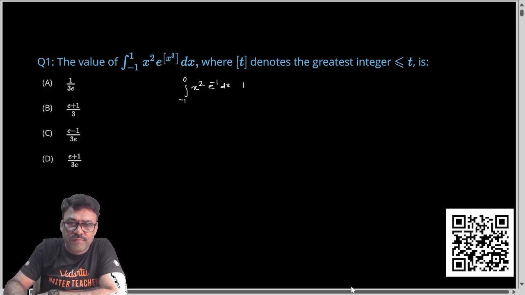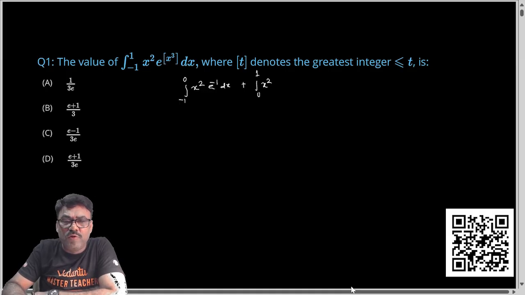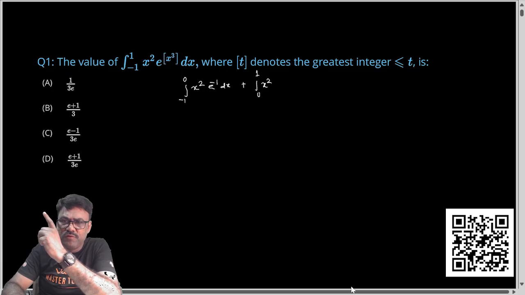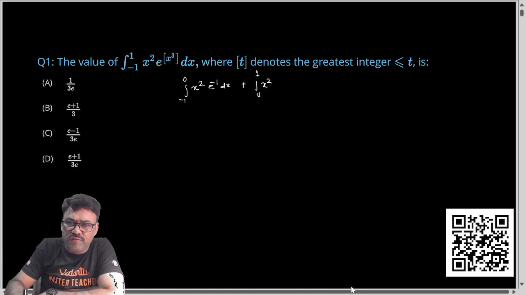Plus, then in 0 to 1, it is x square. And in 0 to 1, x cube also lies between 0 and 1. When x lies between 0 and 1, x cube also lies between 0 and 1. So the integral part of x cube will become 0 here. Now it is very easy.